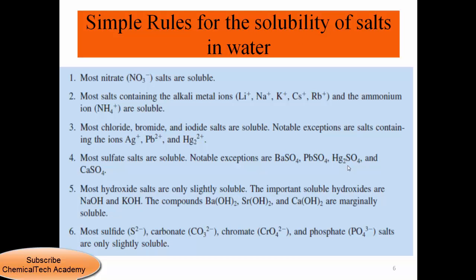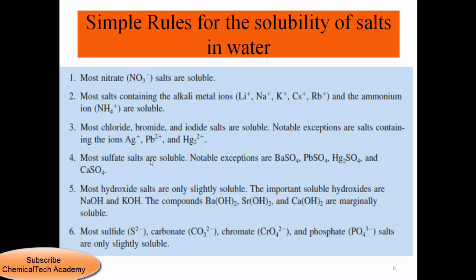So let's have some rules to know which compounds are soluble and which are not soluble. Most nitrate salts are soluble. Most salts containing the alkali metal ions such as lithium, sodium, potassium, cesium, rubidium, and the ammonium ion are soluble. Most chloride, bromide, and iodide salts are soluble. Notable exceptions are salts containing the ions silver, Pb, and Hg, which is mercury.